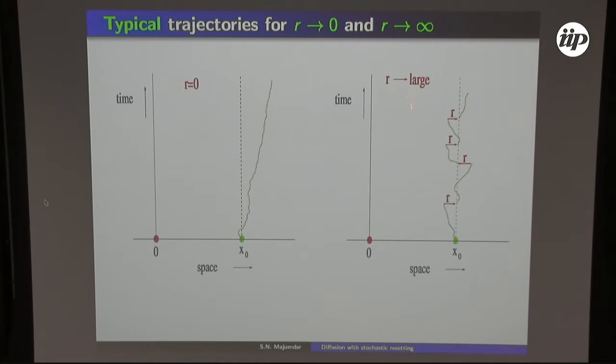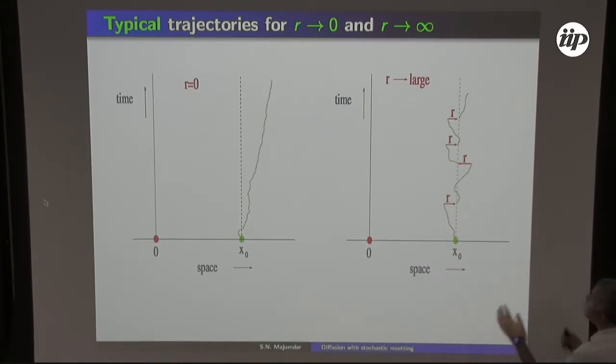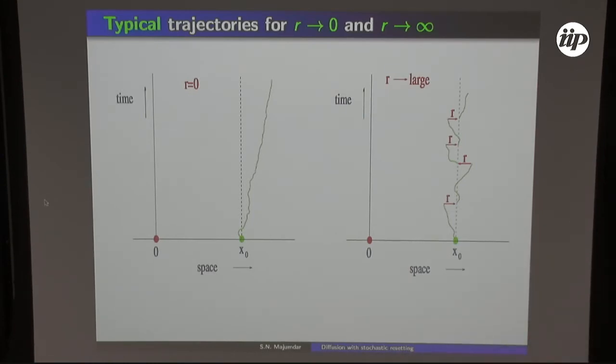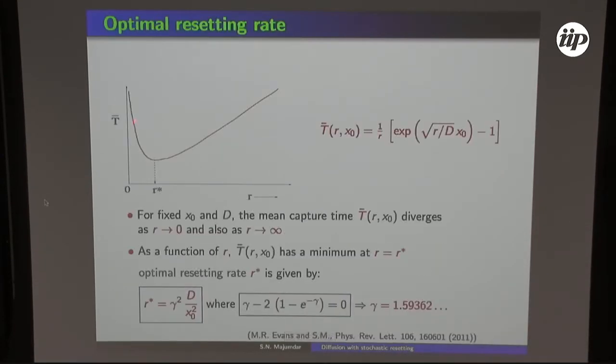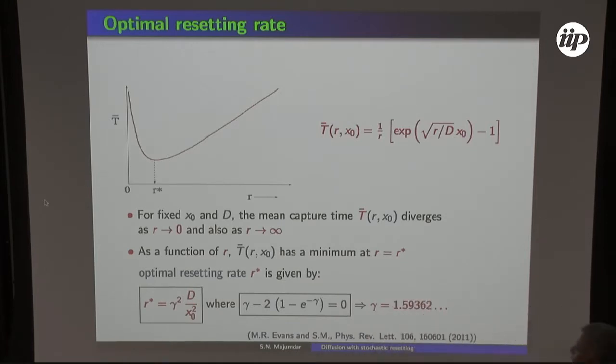On the other hand, when the resetting is extremely large, you are diffusing, but r is so large that you are always getting back to the initial position. The trajectory is extremely localized on x0, and as a result you will not find the target. So the mean time again will diverge. It diverges at both ends, and this is the exact functional form. But what you see is that it is non-monotonic, so there is an optimal value r star at which the mean capture time is minimum, and you can compute it just by taking the derivative.